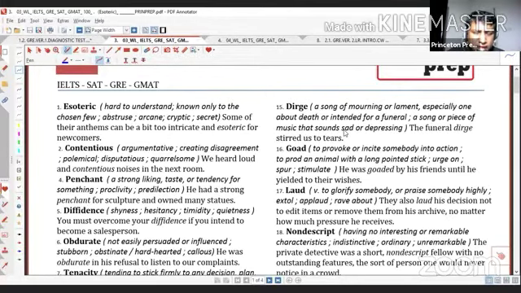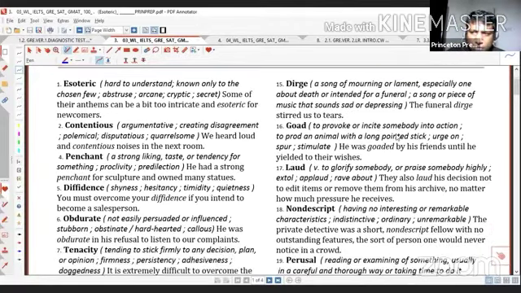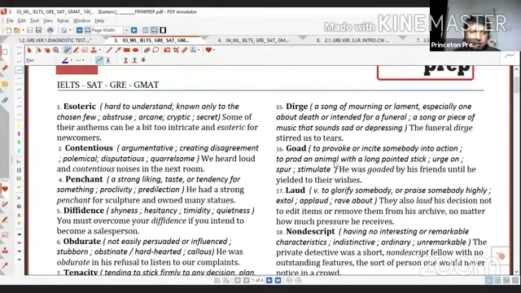These have been taken from different sources. So let's start. We'll be covering 33 words today. The first one is esoteric.